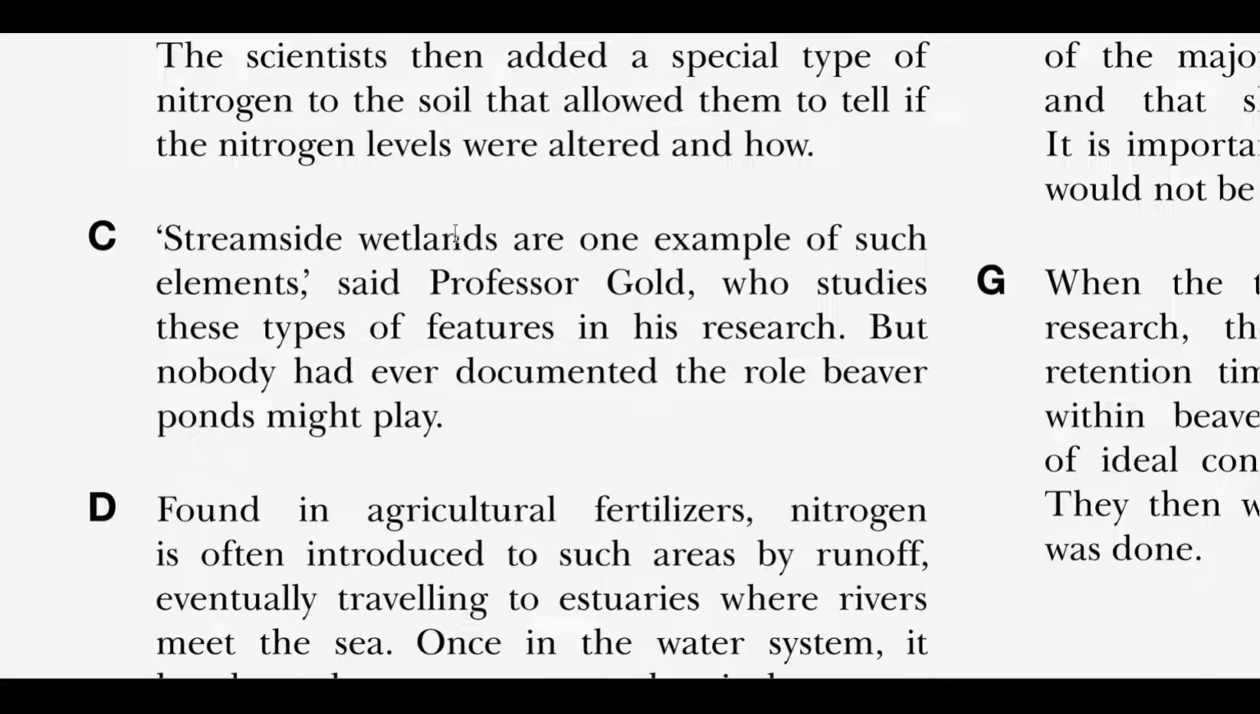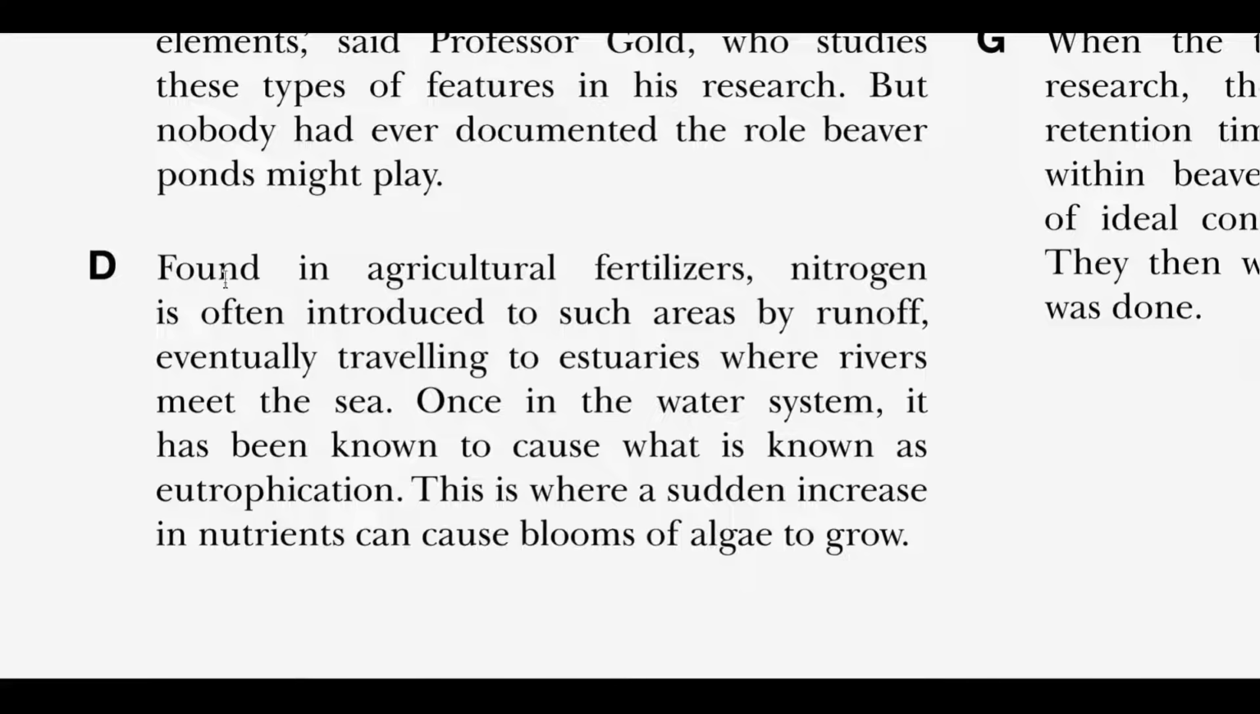C. Streamside wetlands are one example of such elements. What elements? Be careful with words like such because they have references to before. Says Professor Gold studies these type of features in his research, but nobody had ever documented the role beaver ponds might play. So again, here we can see there's no mention of plants either. D. Found in agricultural fertilizers, nitrogen is often introduced to such areas by runoff.